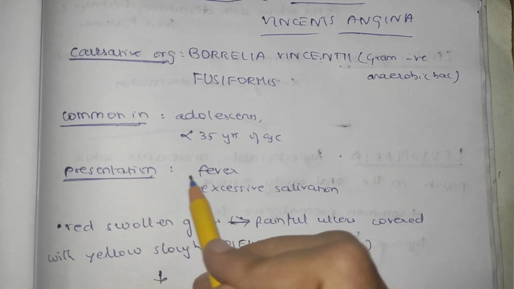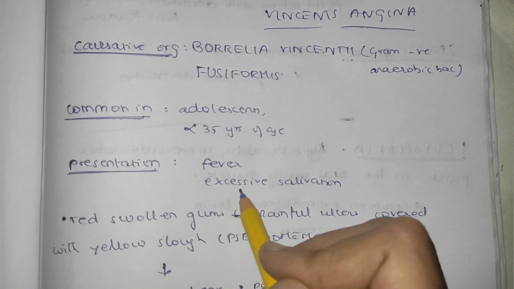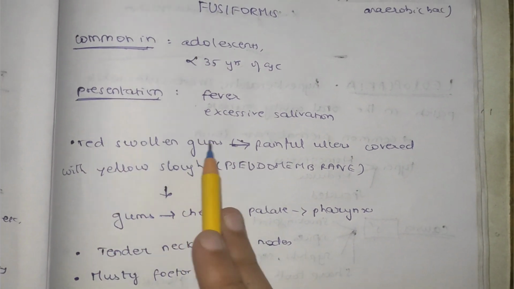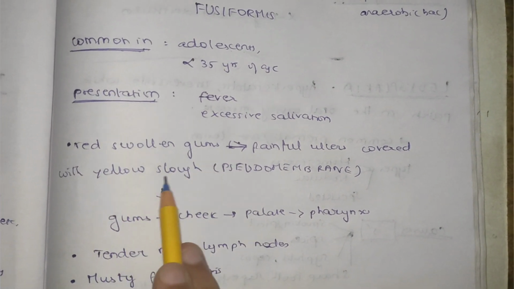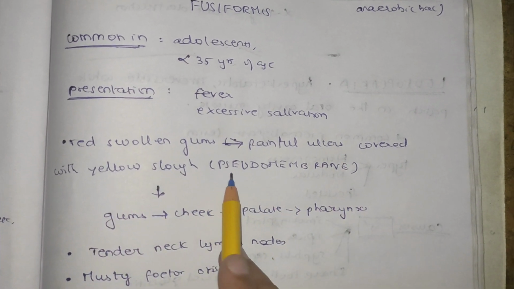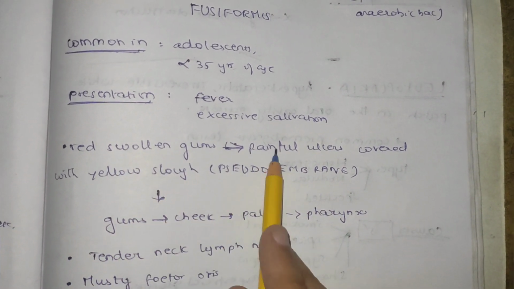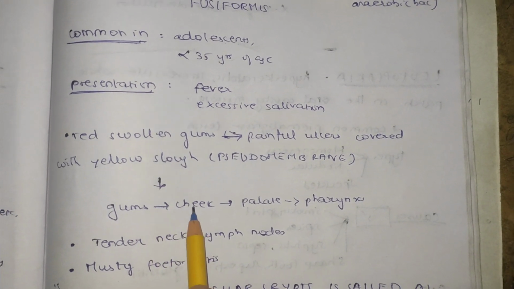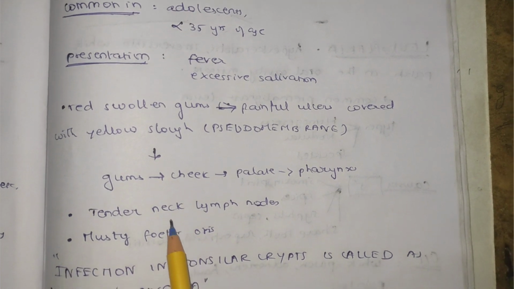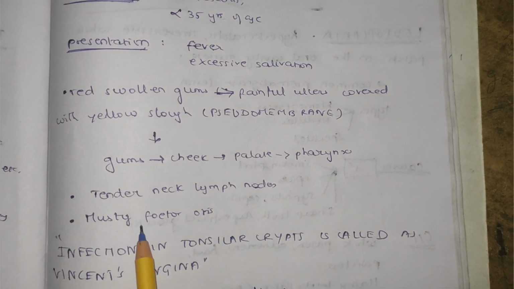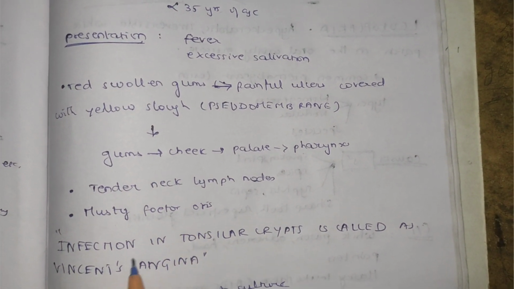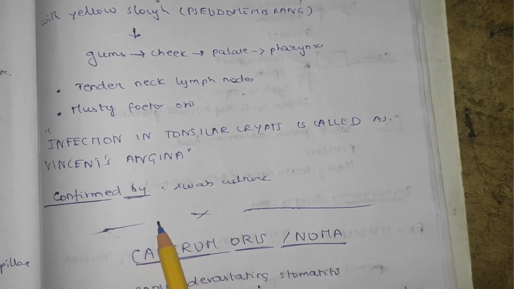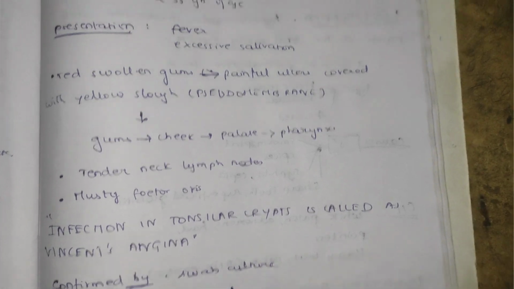And presentation is it presents as fever and with excessive salivation, presence of red swollen gums, and these red swollen gums are covered with a yellow slough. This yellow slough coloration resembles a pseudo membrane, and these are painful. And from gums it spreads to cheek, palate, pharynx, etc. There are tender palpable neck lymph nodes, and musty fetor oris is present. If infection is present in tonsil or crypts, it is called as Vincent's angina, and this is confirmed by swab culture.